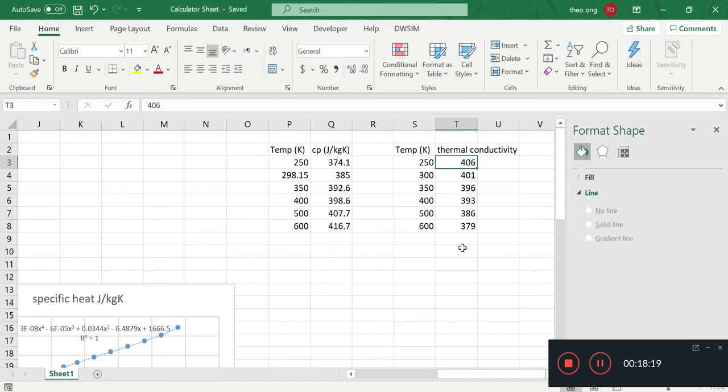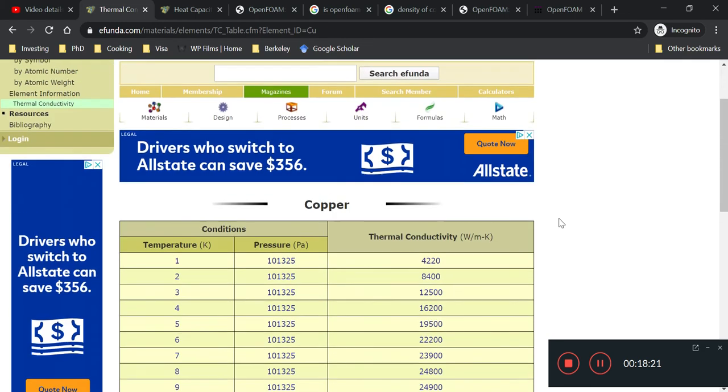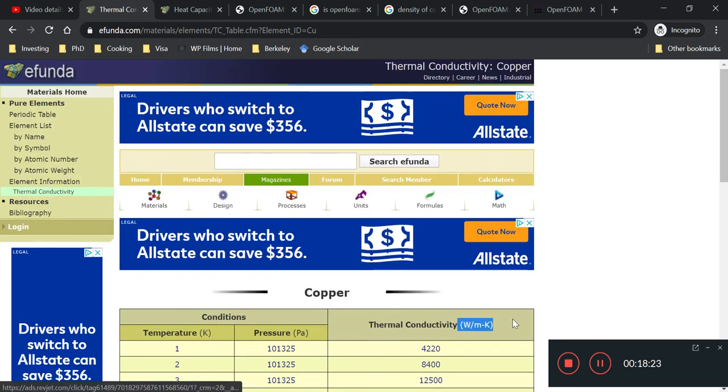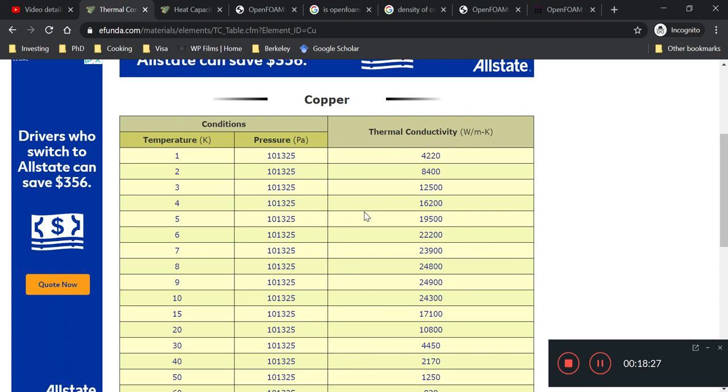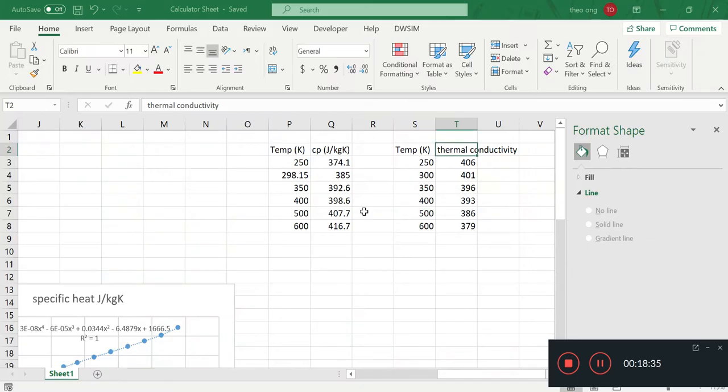And what are the units? We always need to be careful. Watts per meter Kelvin. You can see, of course, as it goes down to low temperature, the thermal conductivity increases like crazy because of almost superconducting-like properties. So watts per meter per Kelvin, with a capital W.